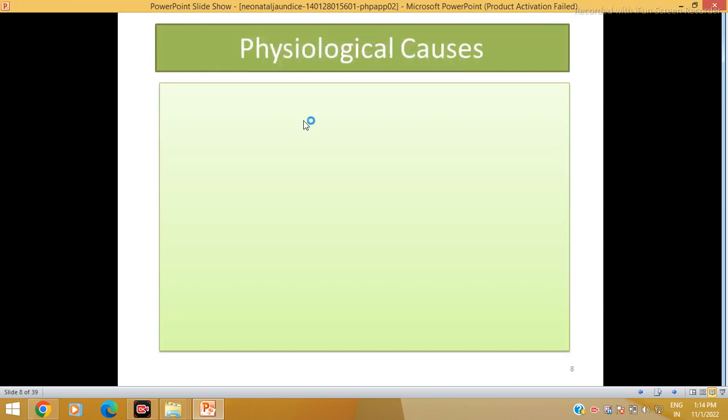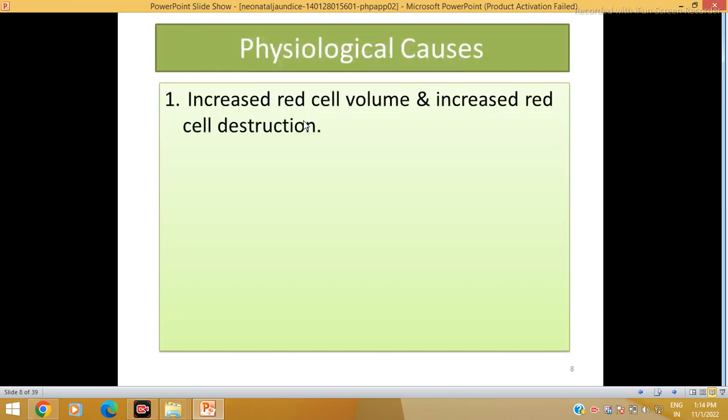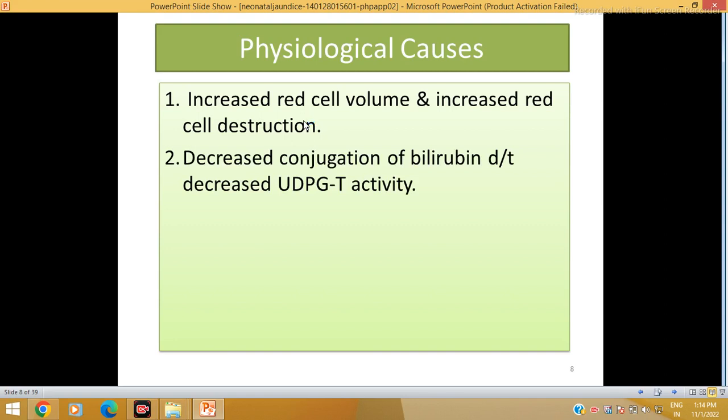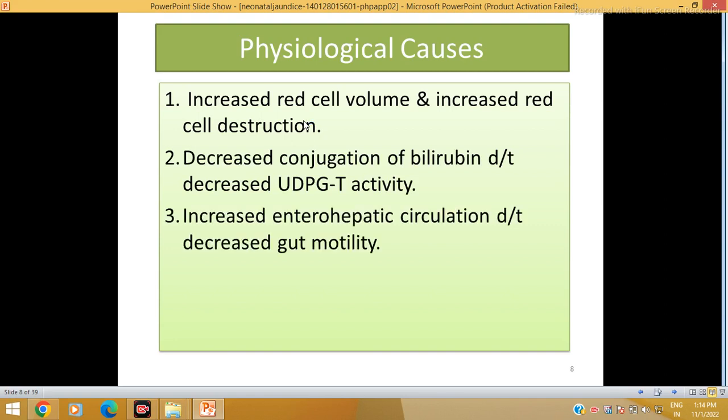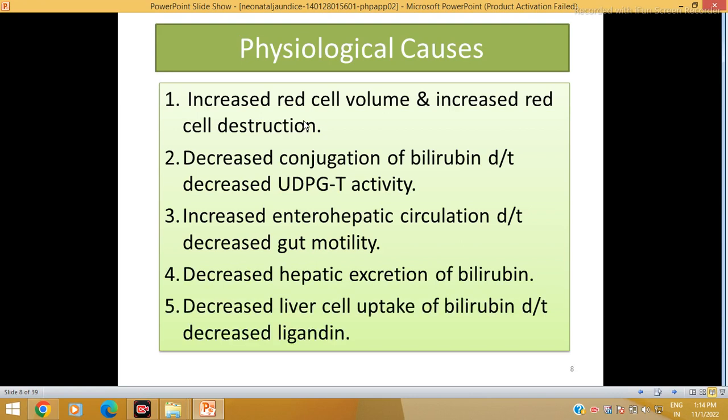Then the physiological causes. What are the physiological causes? Increased red cell volume and increased red cell destruction, decreased conjugation of bilirubin, decreased UDPGT activity, increased enterohepatic circulation, decreased gut motility, decreased hepatic excretion of bilirubin, and decreased liver cell uptake of bilirubin, decreased ligandin.